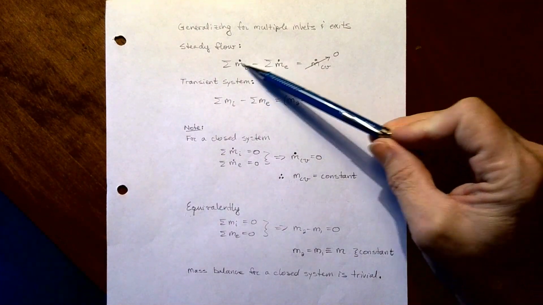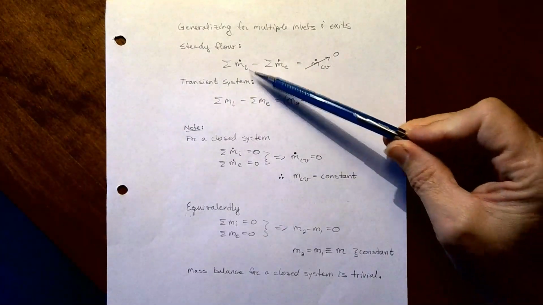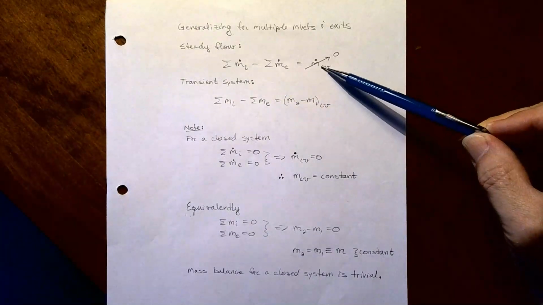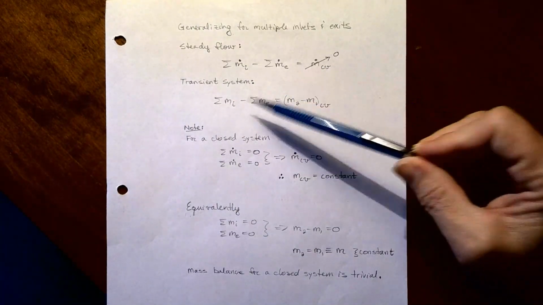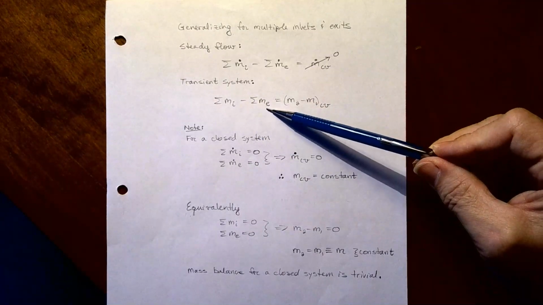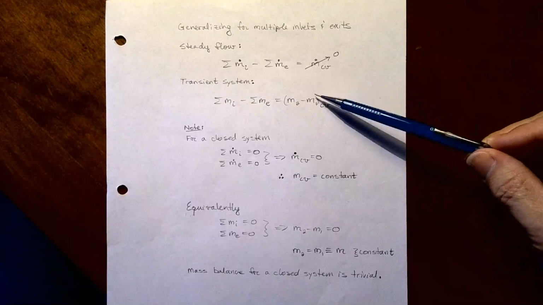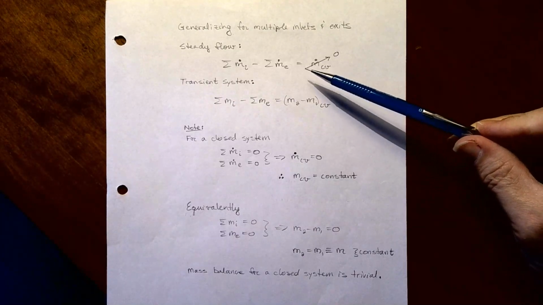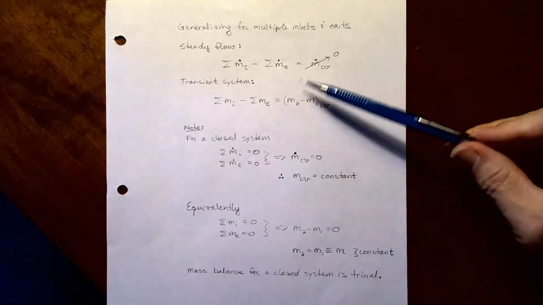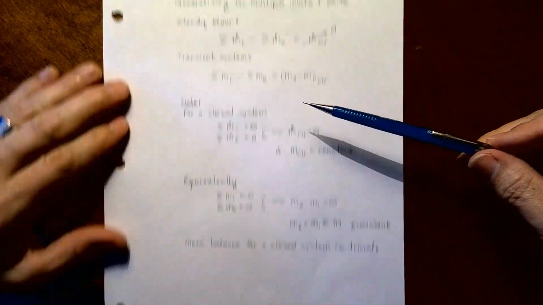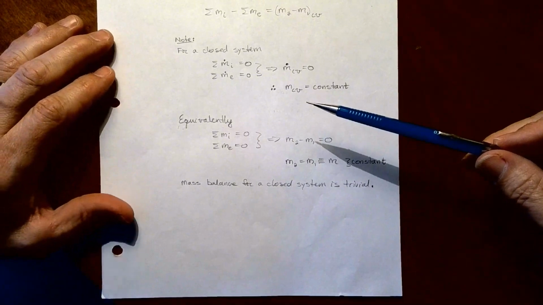So if it's a steady flow device, you can start with this equation. Summation of m dot in minus the summation of m dot out equals 0. And if it's a transient, summation of m in minus summation of m out is m2 minus m1. So you see these have dots and these don't, so it's very critical to pay attention to your dots and details of the symbolism that we're using here, and do that in your analysis when you're communicating your work as well, please.